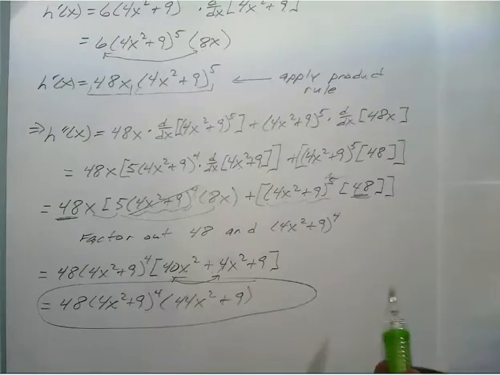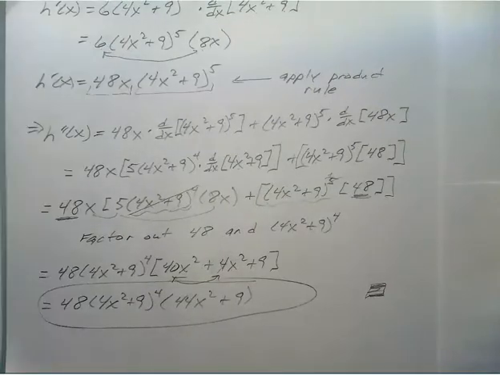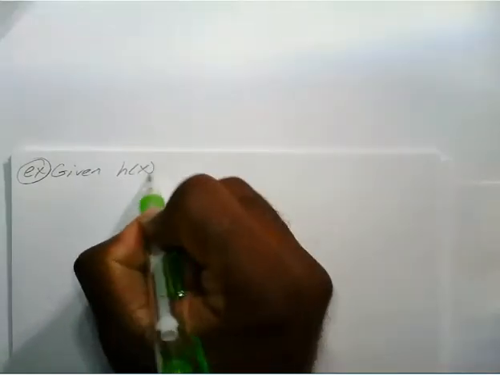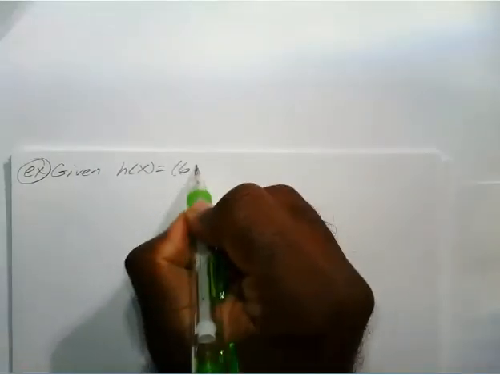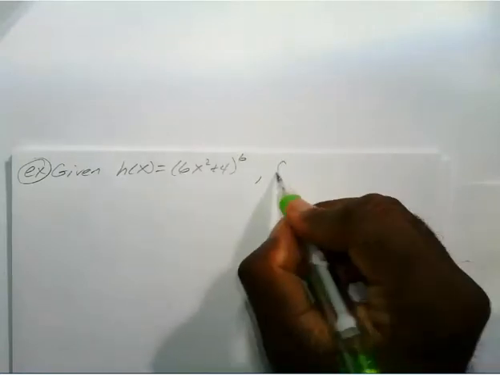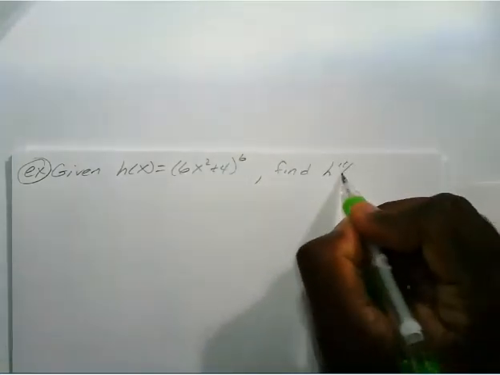Okay, so if you're still writing, feel free to press pause, but we're going to go ahead and move on to our last example. And it's pretty much like this one. Okay, so it's given that h of x is equal to 6x squared plus 4 to the 6th power. You want to find your second derivative.